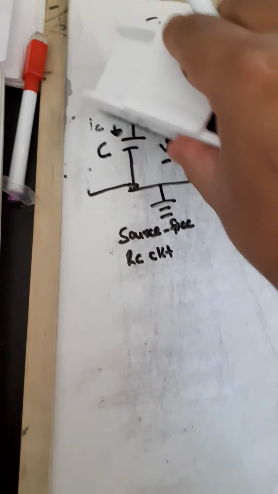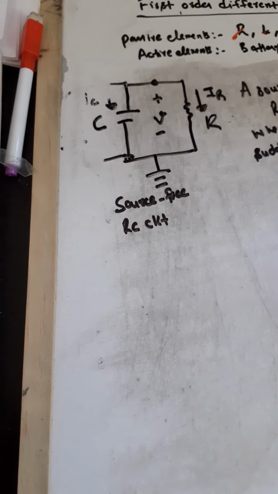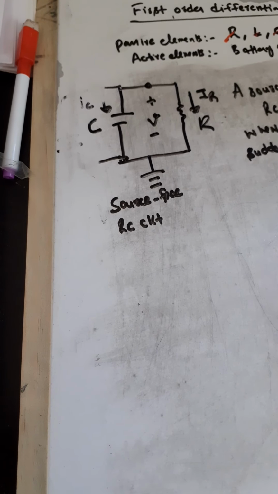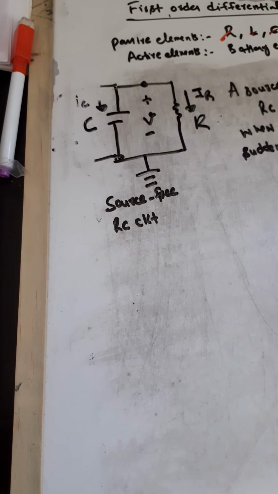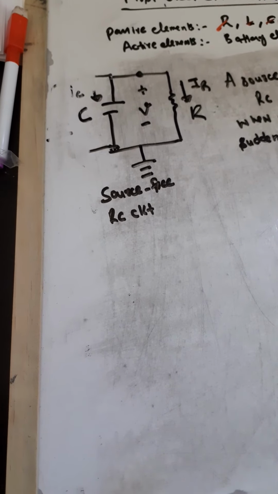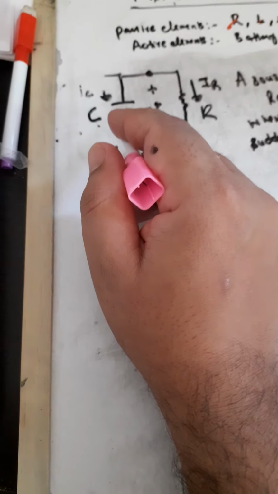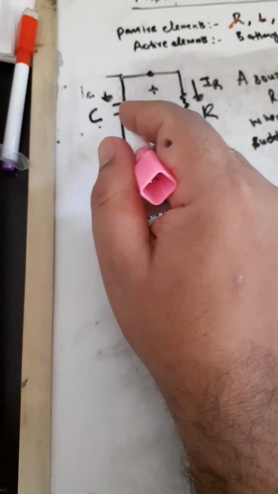Now we have taken a series combination of a resistor and an initially charged capacitor. The resistor and capacitor may be the equivalent resistance and equivalent capacitance of a combination of resistors and capacitors. That means it can be a single capacitor, or I can connect many capacitors in parallel and combine them as a single capacitor. So our objective is to determine the circuit response. So how do we go about it?